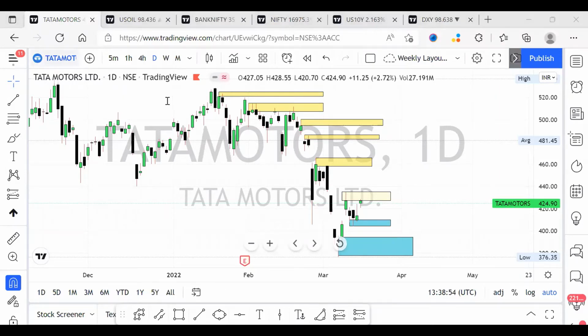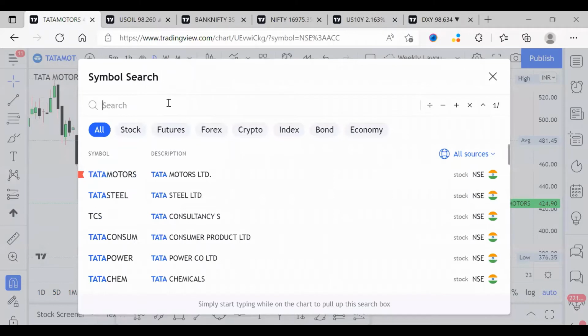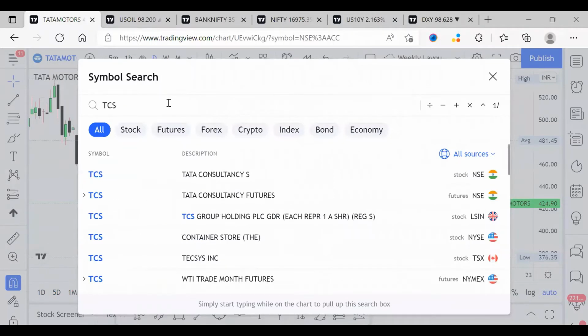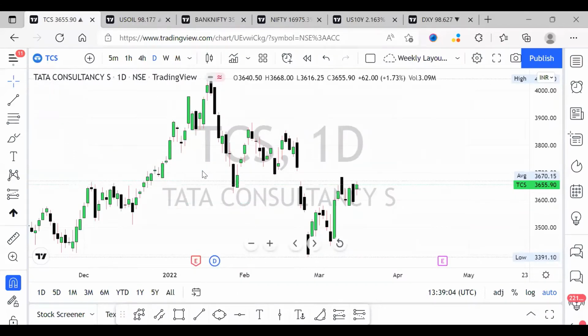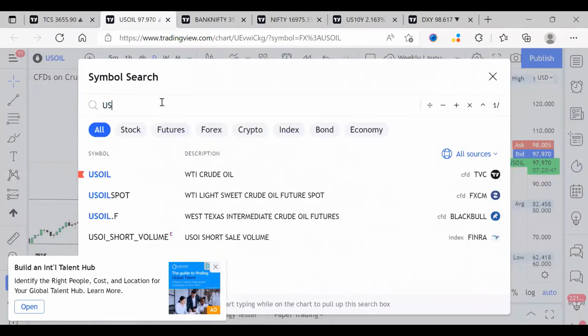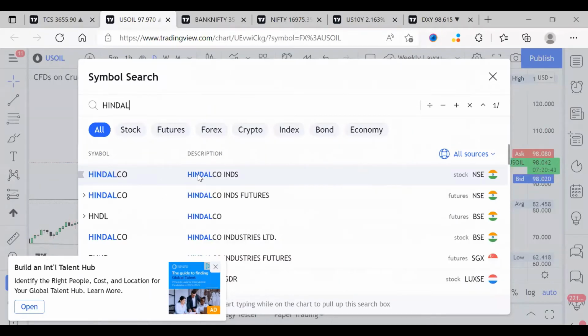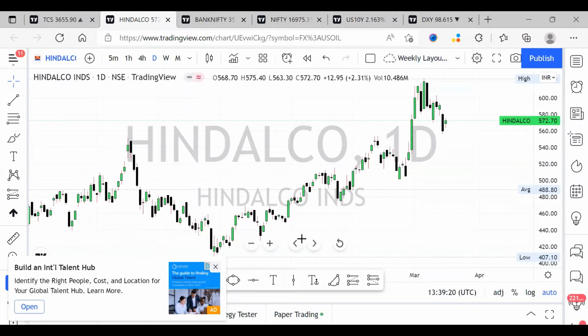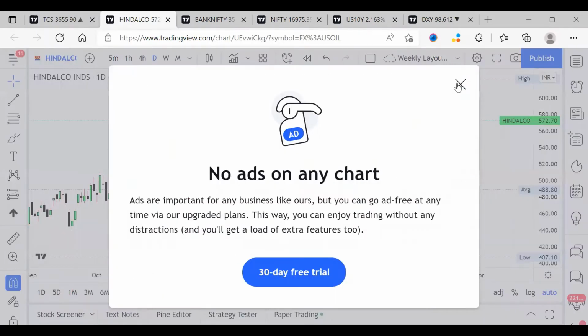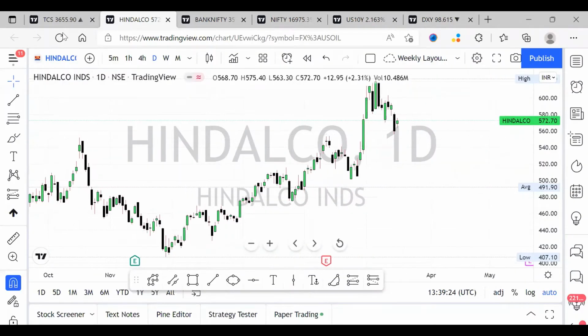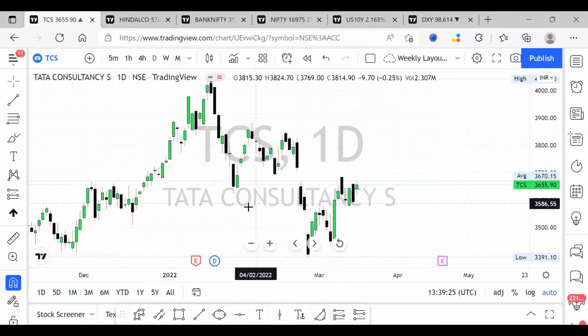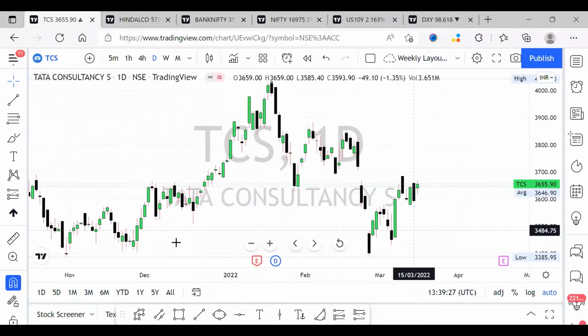TCS. Let's see what TCS is. Is that Tata Consultancies and Hindalco? Okay. Right. So first of all, let's mark these charts. Okay, these are brand new charts. So see how that happens. Okay. So TCS. So overall, let's look at what's been going on.